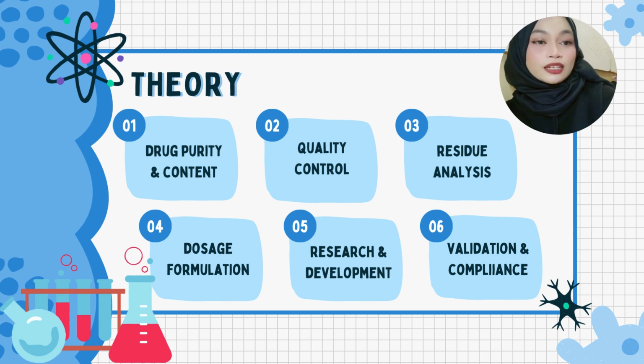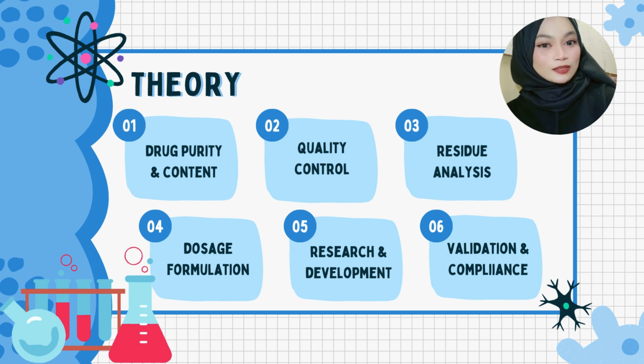Number 3, we have residue analysis. Gravimetric methods are crucial in detecting residue, contamination, or impurities in pharmaceuticals. This is vital for ensuring that drugs are free from harmful substances that could affect patient safety.